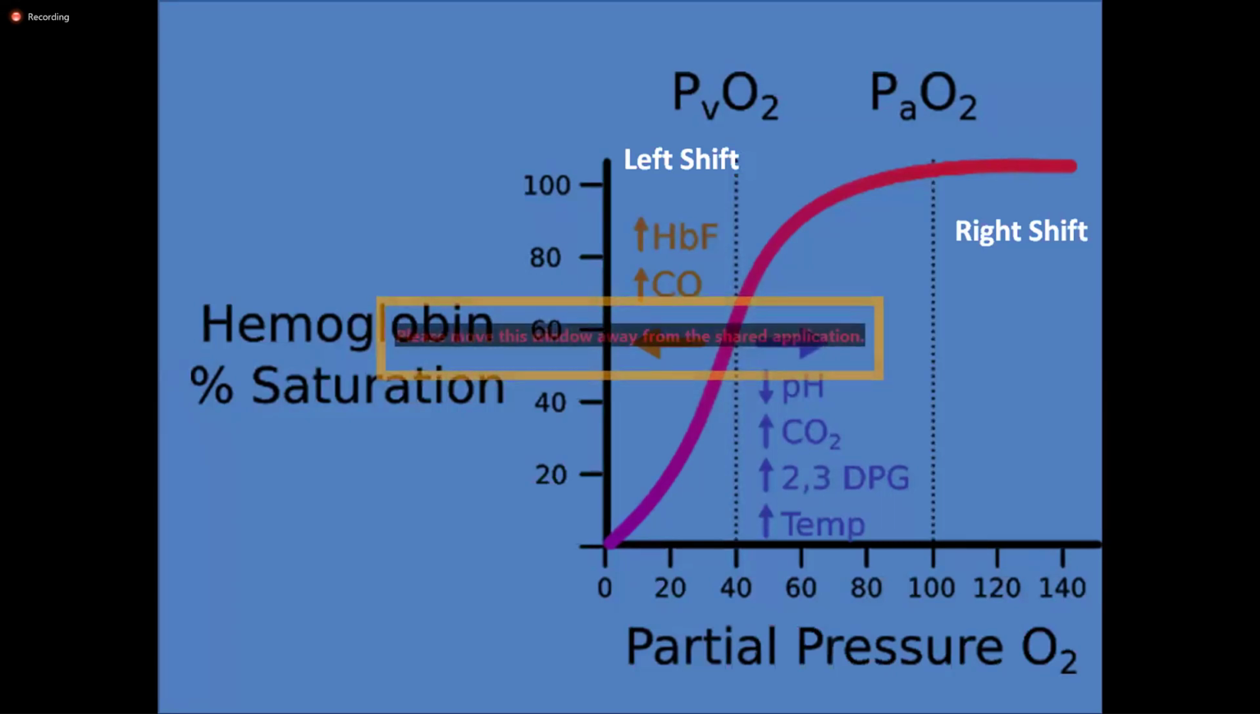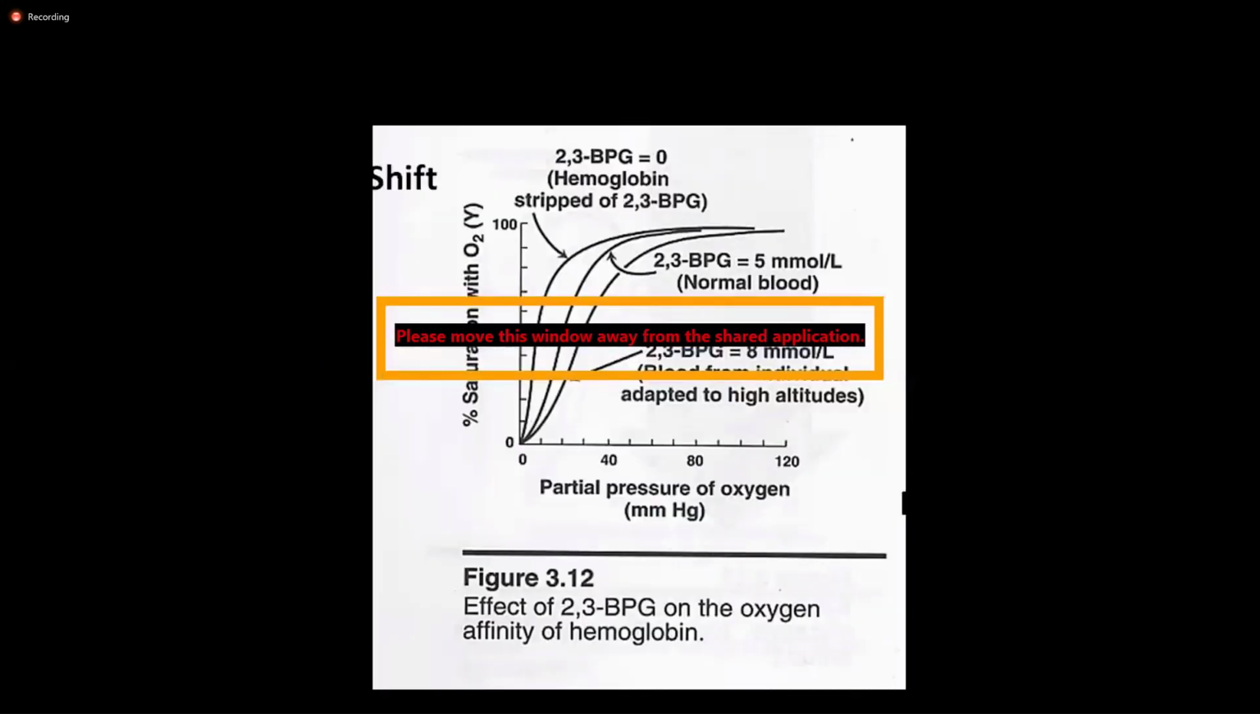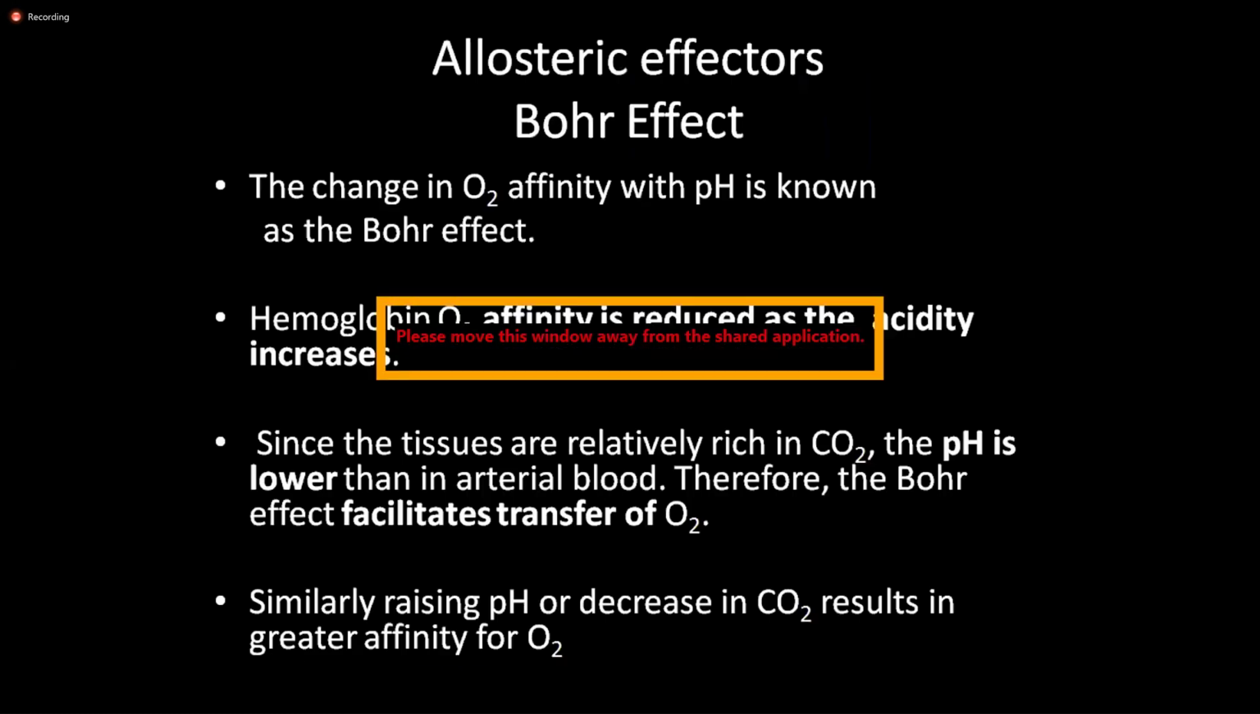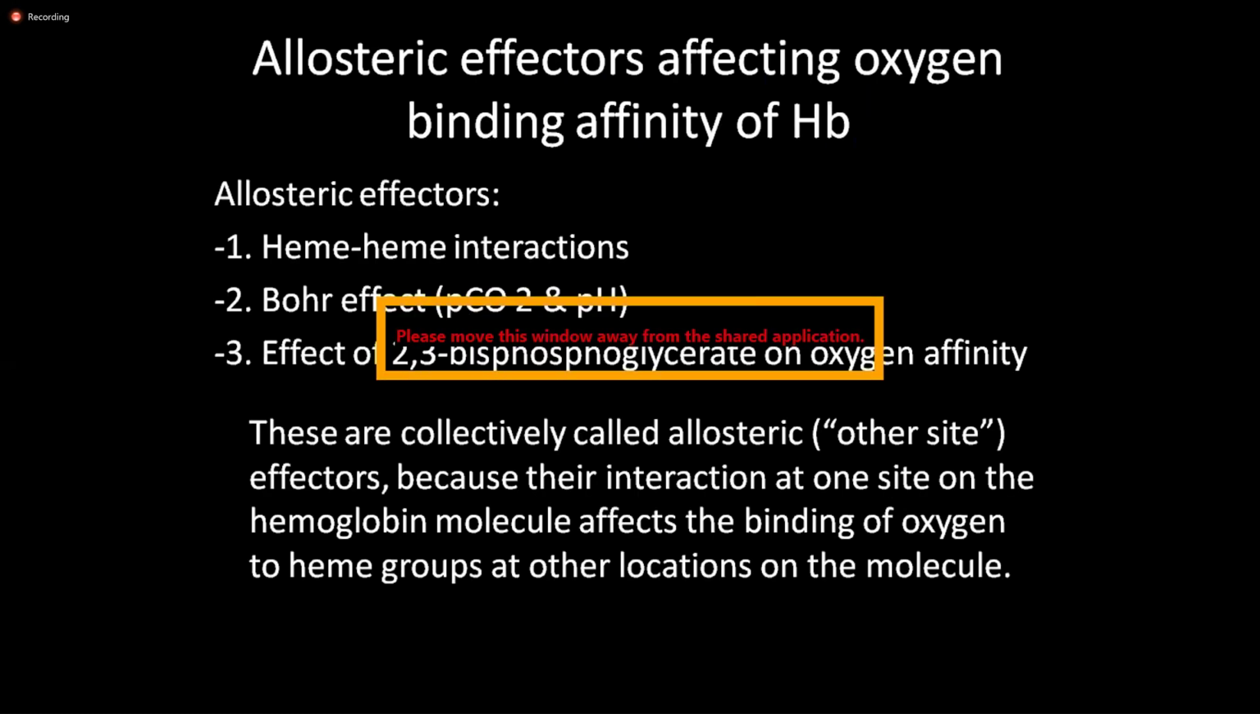Cooperative binding of oxygen is explained by the heme interaction. It means that when one molecule of oxygen binds to the heme, I will show you the slide again and then explain it. Okay, these three things I have to show you.